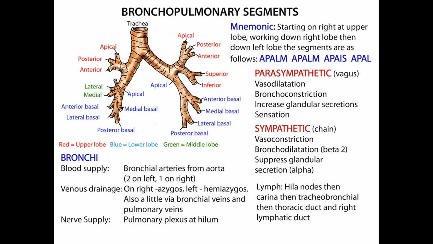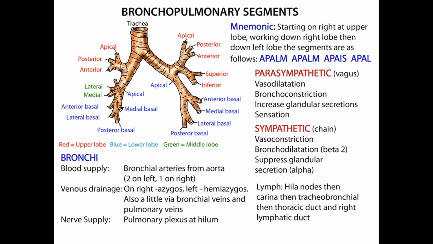The bronchial tree is supplied by branches from both the vagus and the sympathetic plexuses at the hilum. The sympathetic fibers will vasoconstrict the vessels but dilate the bronchi, and they'll cause decrease in glandular secretion, whereas the parasympathetics will give vasodilatation, bronchoconstriction, and increase of glandular secretions, and we believe that much of the sensation, the general visceral afferents, travel with the parasympathetics.